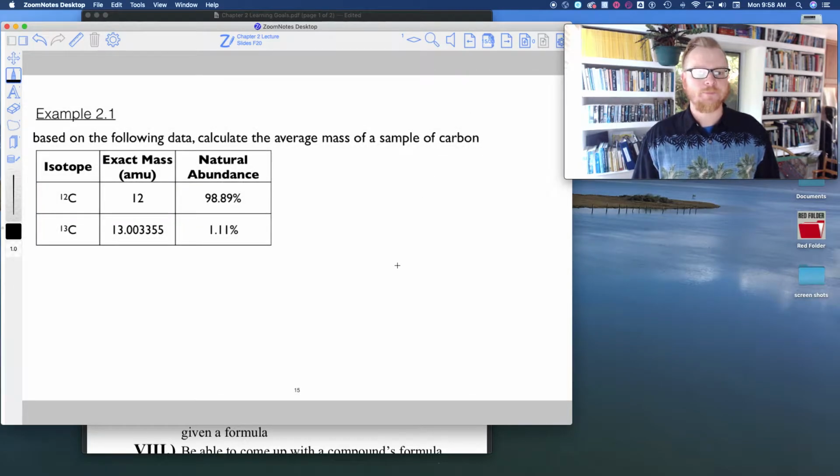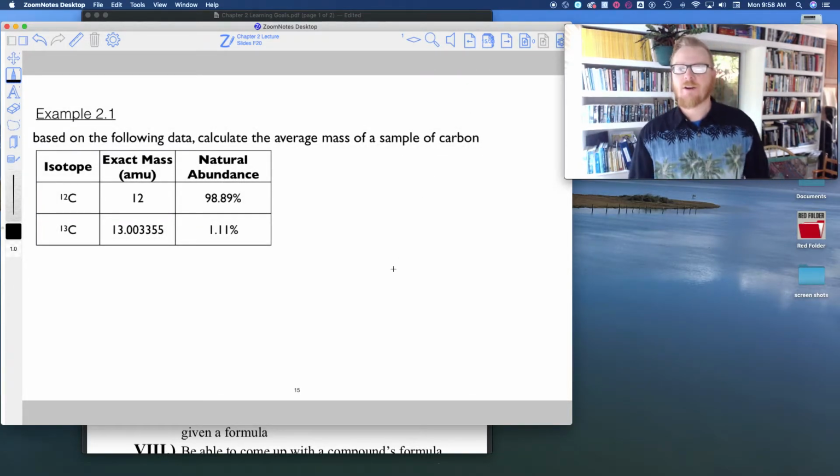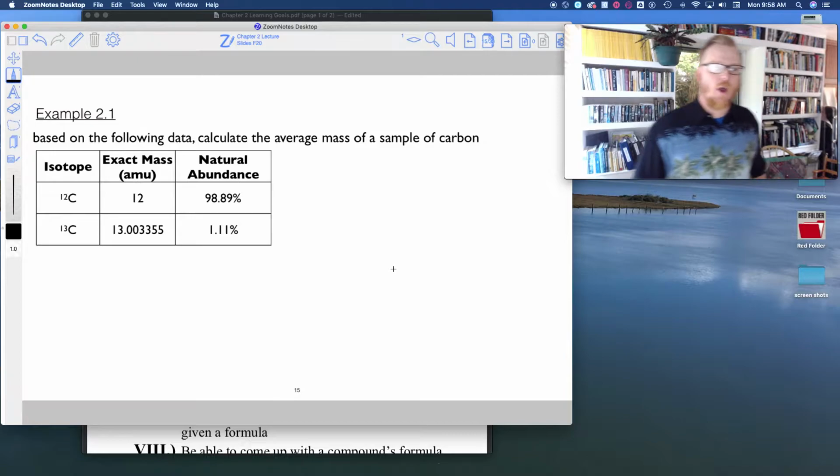This lecture is a calculation. Here's how this is going to go. We also know from the mass spectrometer that the natural abundance of carbon-12 is 98.89%, so the vast majority of carbon is carbon-12. About 1% is carbon-13, and actually a fraction of a percent is carbon-14. I'm not going to talk about it on the slide.